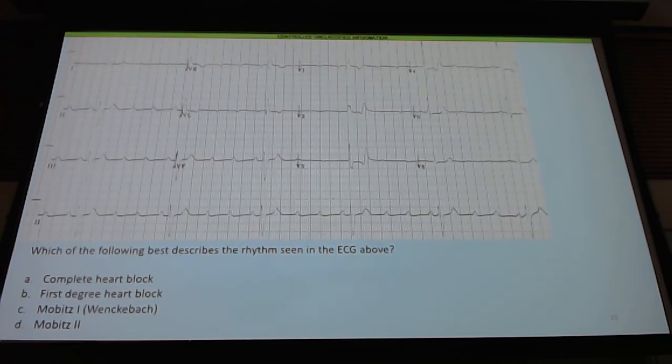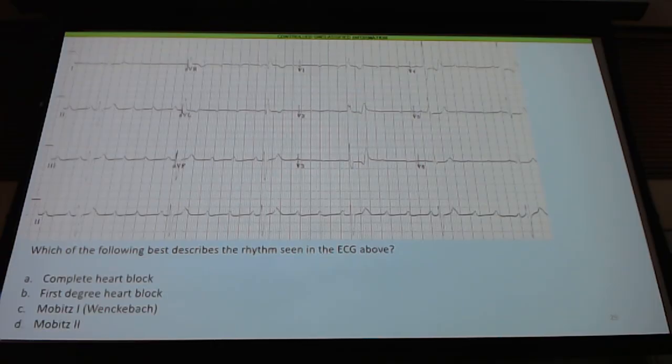Let's look at an example, and this one I'll give you as a hard example, but look at this EKG and tell me what you think is going on as far as which block we're seeing on this. What are your thoughts? Am I hearing Mobitz 2? Okay, I agree with that. And you may be wondering, well, yeah, I have drop beats, but it looks consistent, right? Well, let's walk through and see what's going on.